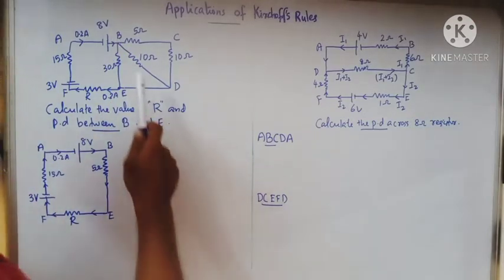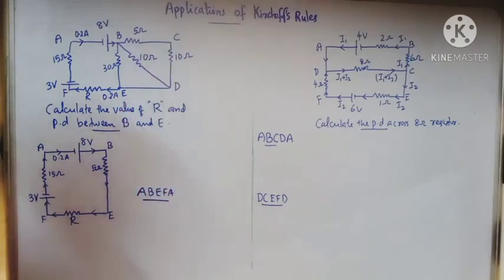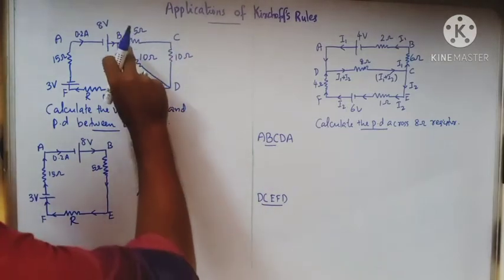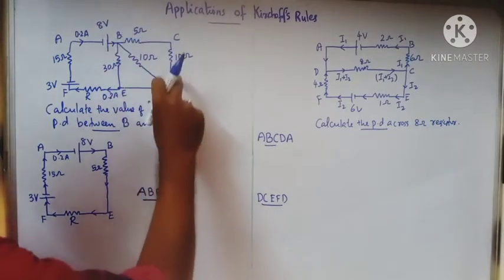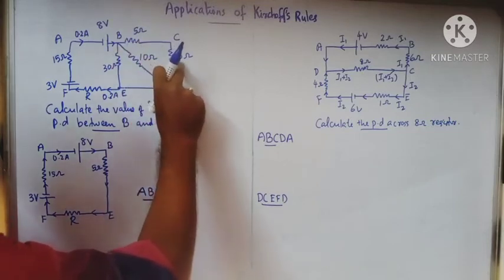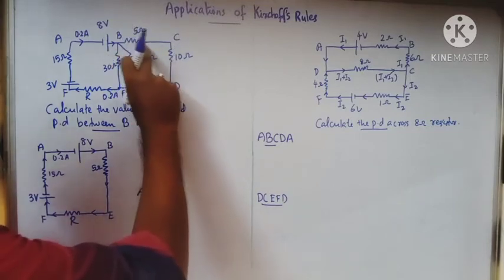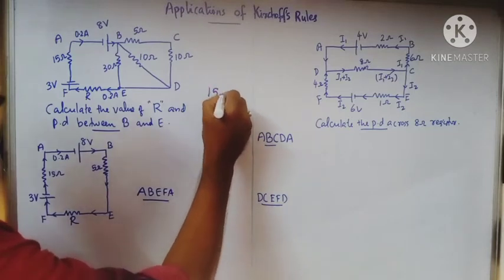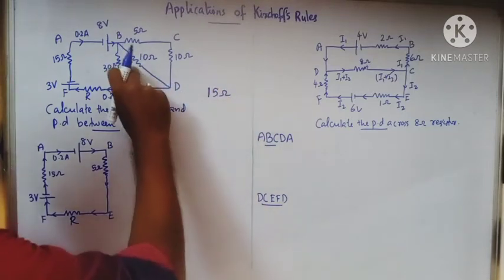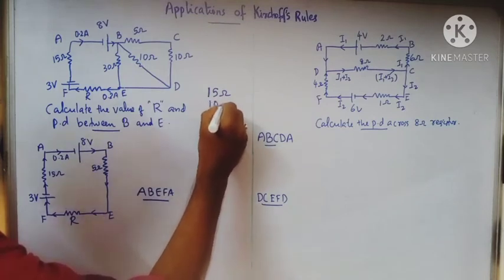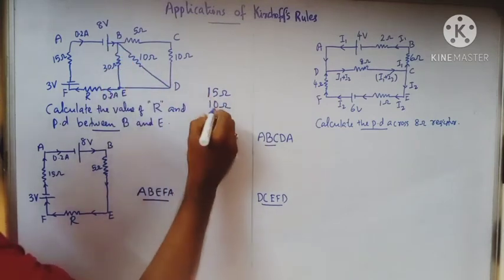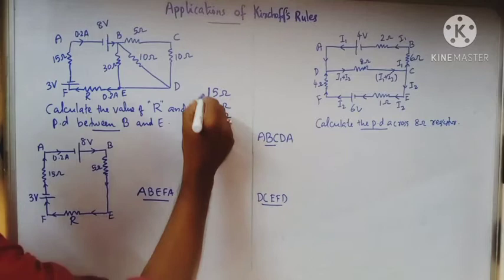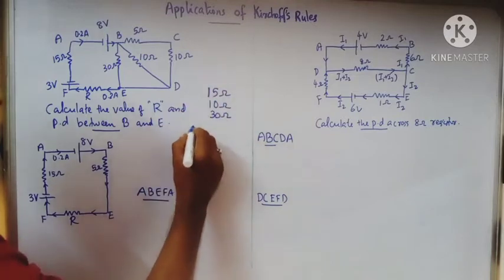Okay, first we will reduce this. We will simplify this. Now we can simplify like this. Across B and D, 5 ohm and 10 ohm are in series. What is the effective value? 5 plus 10, 15 ohms. Then this 10 ohm and this 30 ohm, all are connected in parallel. These three in parallel. How will you simplify?